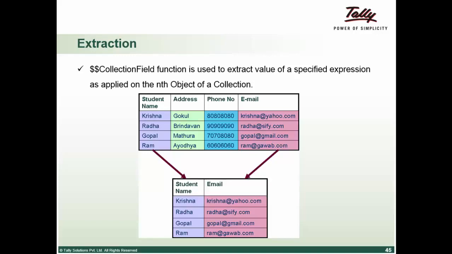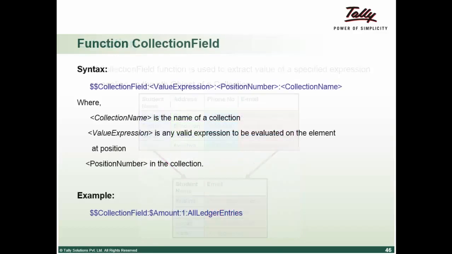This is used to get the value of a specific expression as applied on the object of a collection. So you can write $$CollectionField colon the value expression, that's the method name, position number 1, 2, 3, 4, and the collection name, collection, voucher type, or ledger entries. You can provide any collection name.